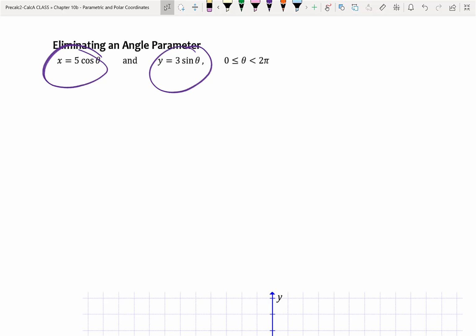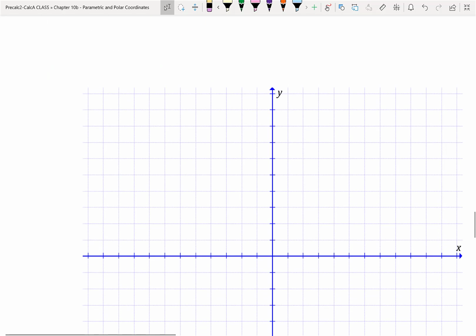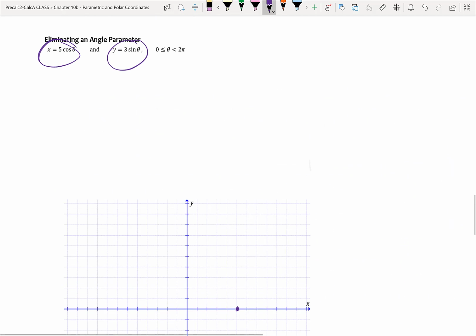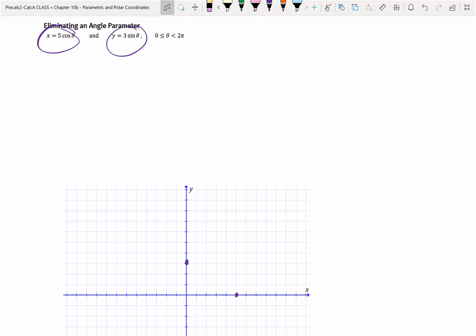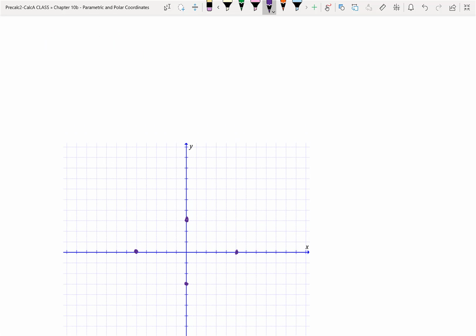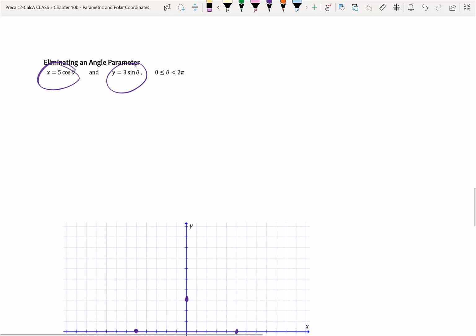I'm plugging in a particular angle and outputting an x. Think about when that angle is 0: x is maximized and y is minimized. X is 5 and y is 0. When I plug in an angle of pi over 2, y is maximized to 3 and x is 0. When I plug in an angle of negative pi, I get an x of negative 5, right here, and a y of 0. And when I plug in an angle of 3 pi over 2, x is 0 and y is negative 3. What shape is this? You get an ellipse.